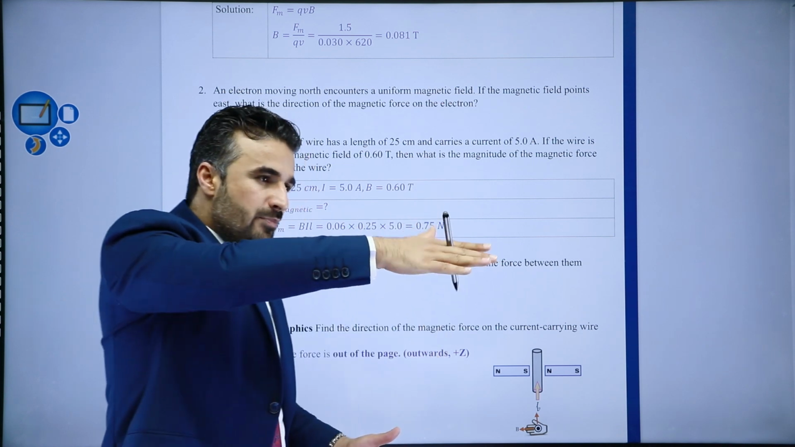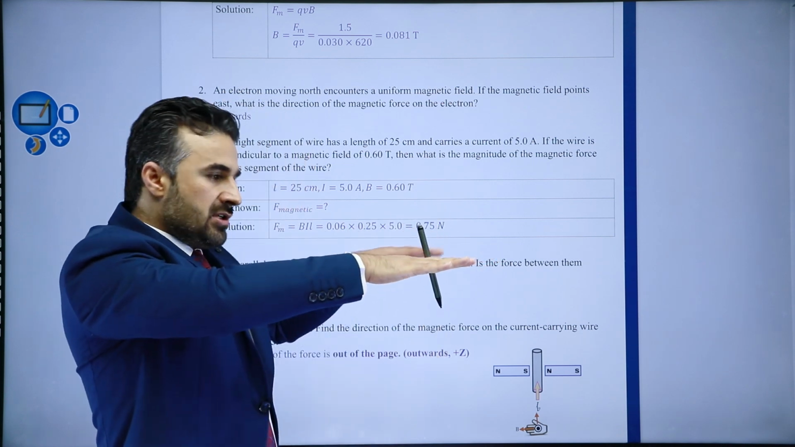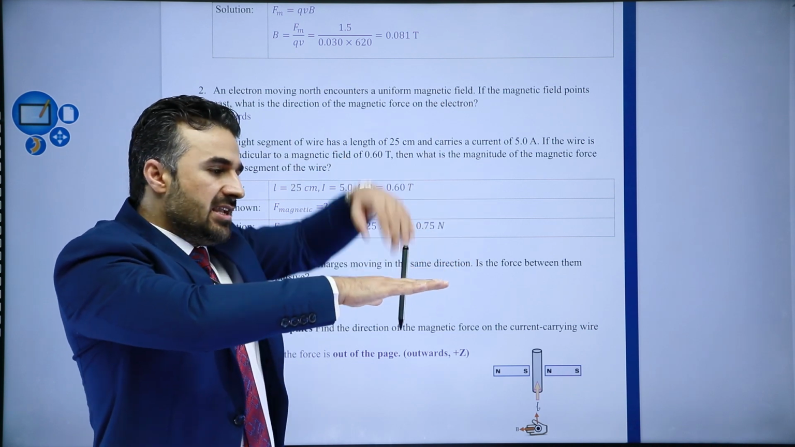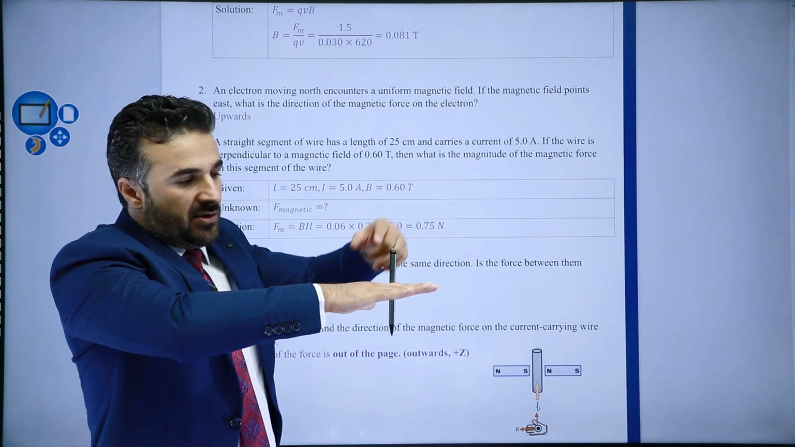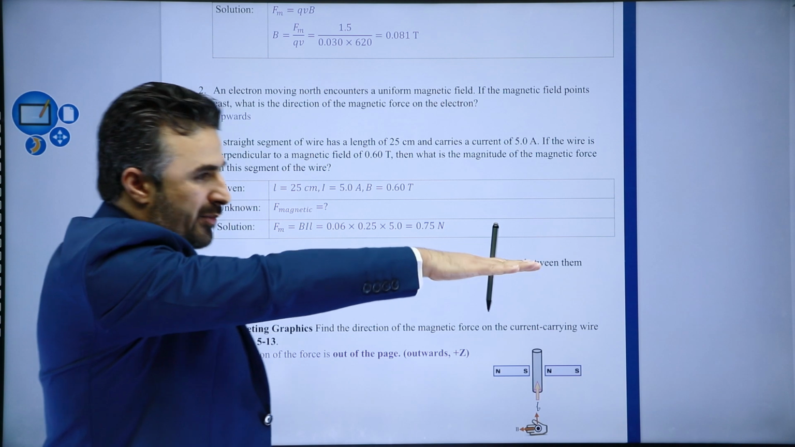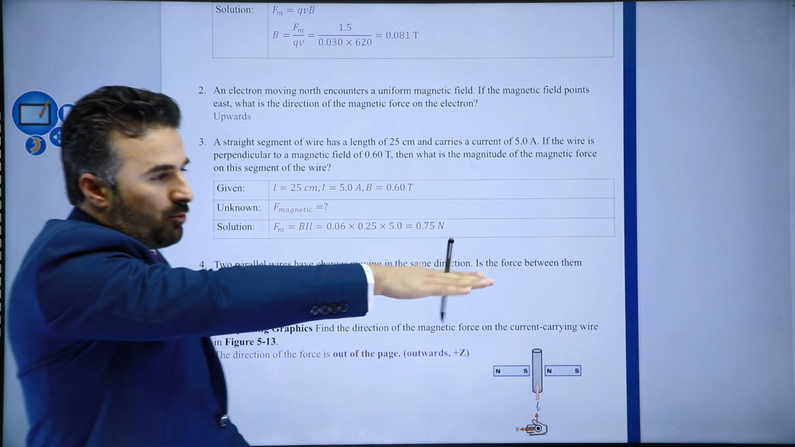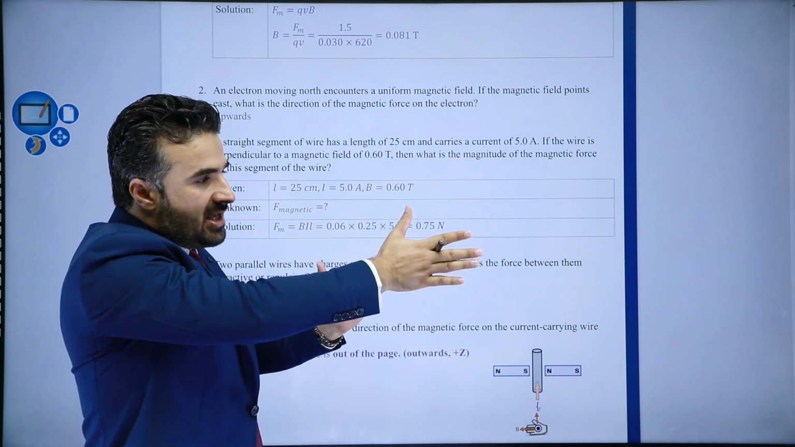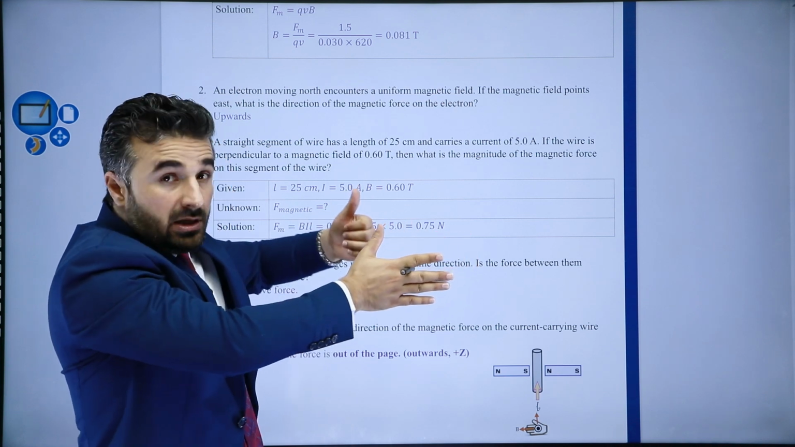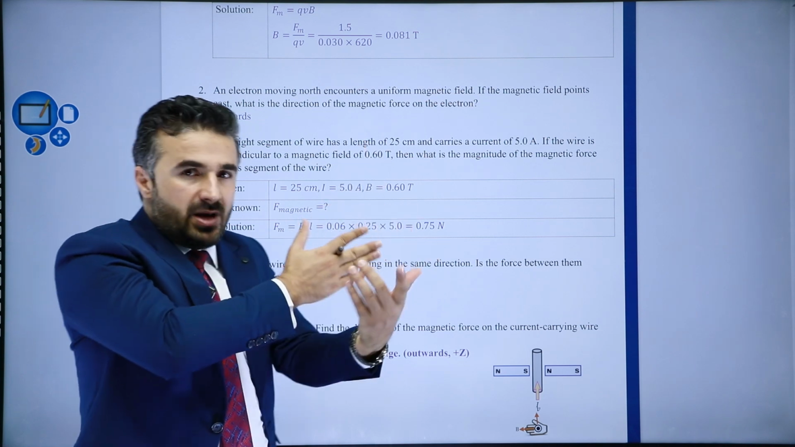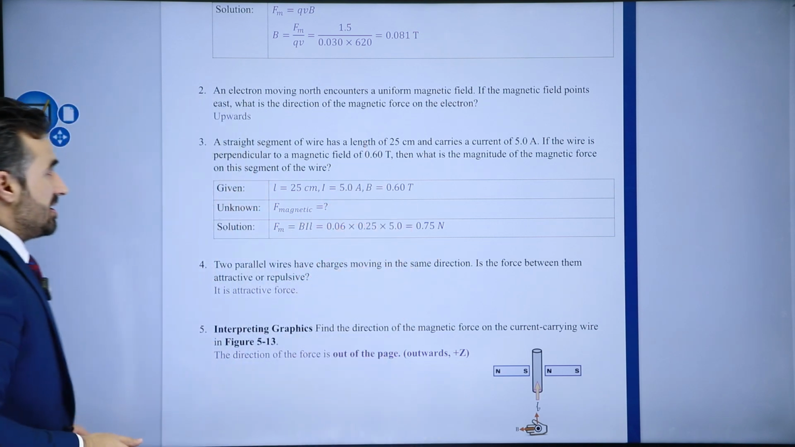But if I flip my hand so that you get a horizontal component of north, east, west, and south, in this case it is going to be upward. So the direction of the magnetic force on an electron is going to be upward. Remember, I'm doing this to represent north, south, east, and west. But considering the top of the board as north, it is going to be out of the board, which is also considered as upward.